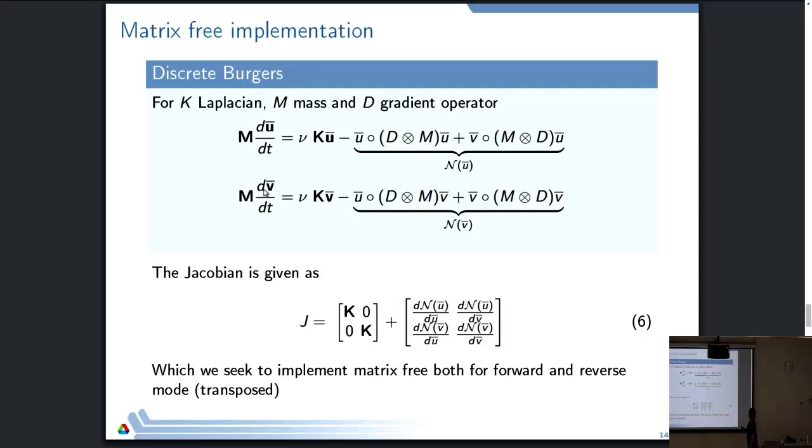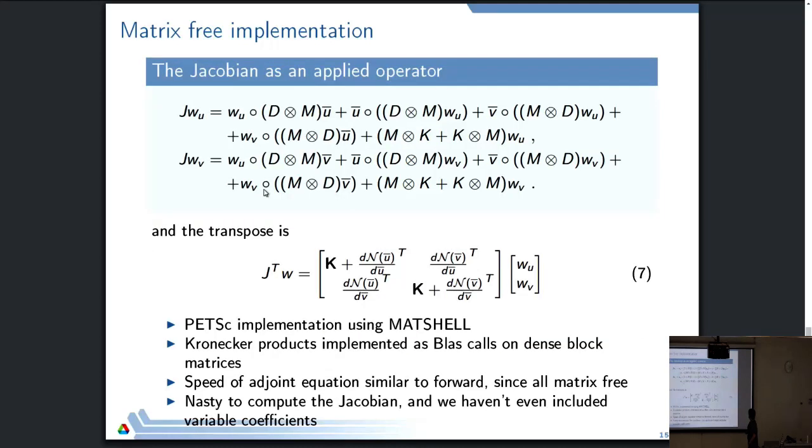So this is the forward PDE discretized. This is the Jacobian. I'm not even writing explicitly these terms anymore. They're the ones there. And it will end up being, in matrix-free form, something of this sort. And now if I do variable coefficients, it will be much, much worse.